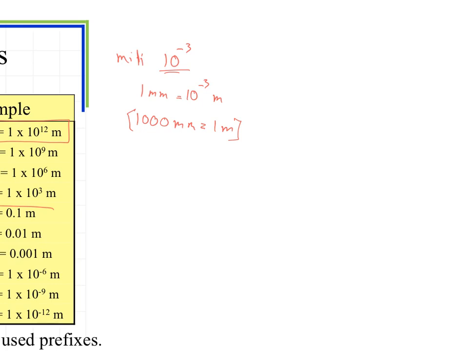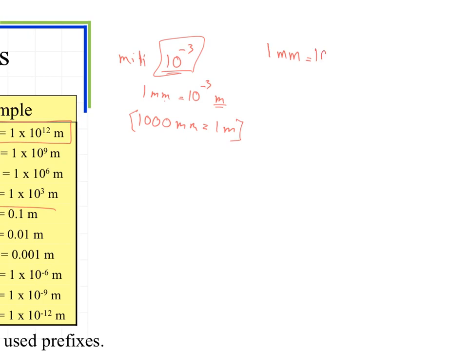So always use 1 with the prefix, okay? So we say 1 millimeter equals the meaning of the prefix, which is 10 to the negative 3, goes to the base unit. So 1 millimeter is 10 to negative 3 meter. Okay, so let's try this with kilo, for example.